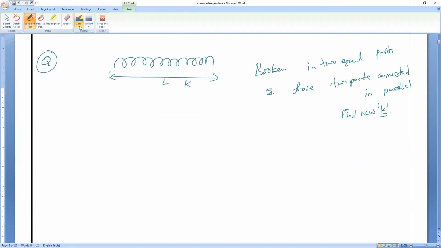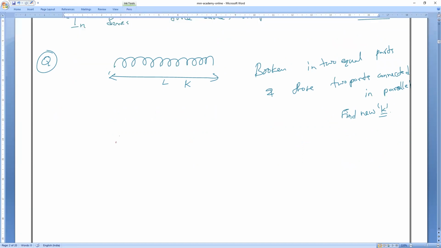So it is equally broken. So what will the length become? We all know that, I taught you in yesterday's class. It is equally broken, so 1:1 is the ratio. This spring is half and this spring is half. So L becomes L by 2.